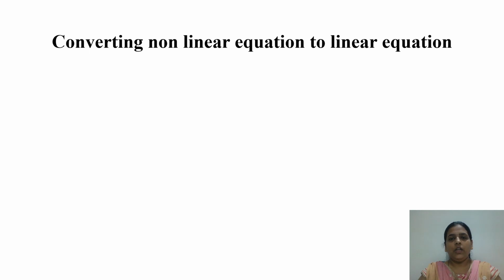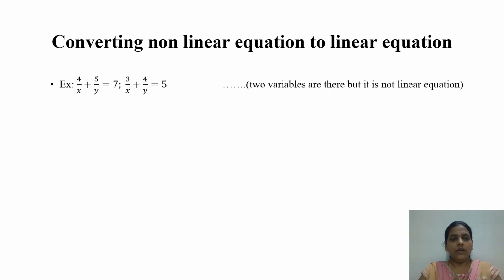Converting non-linear equation to linear equation. Consider this example: 4 upon x plus 5 upon y is equal to 7, and the second equation is 3 upon x plus 4 upon y is equal to 5. So how many variables are there? That is definitely two variables, x and y. But this is not a linear equation.